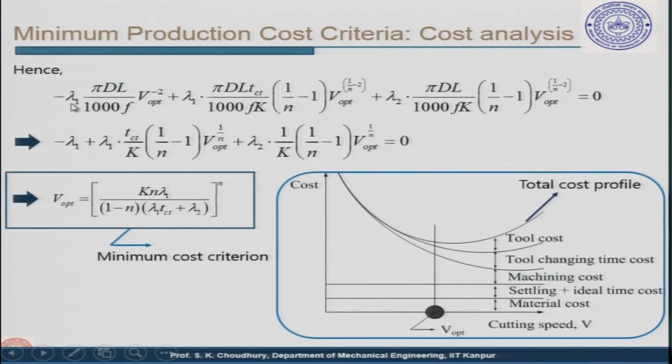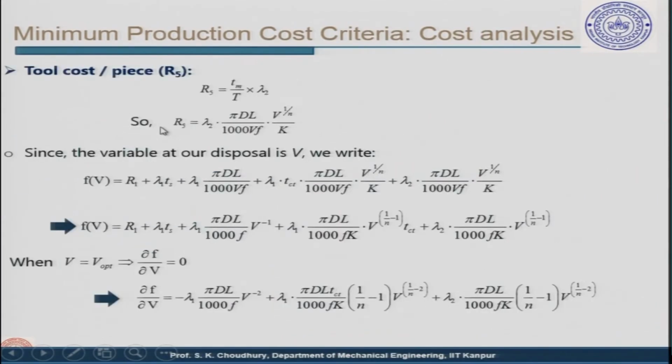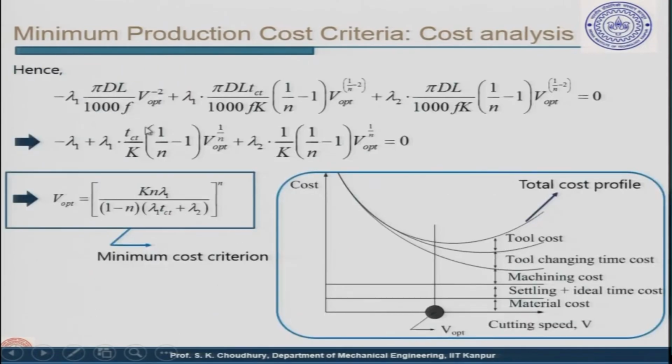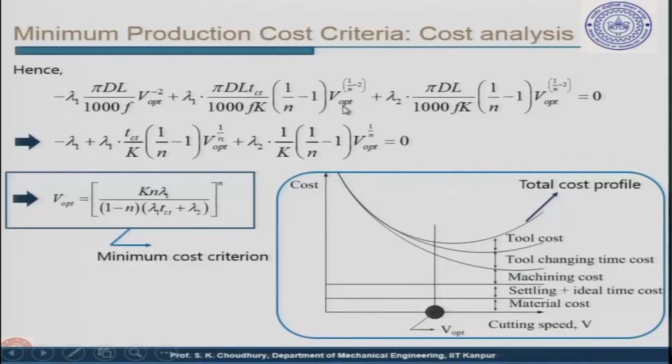From here we take pi dl by 1000 F common for all, and V optimum to the power minus 2. Now, as soon as we make this first derivative equal to 0, this V will be V optimum. This cutting velocity will be the optimum cutting velocity, because we are taking the first derivative and making it equal to 0. Therefore, everywhere we are putting that optimum here.